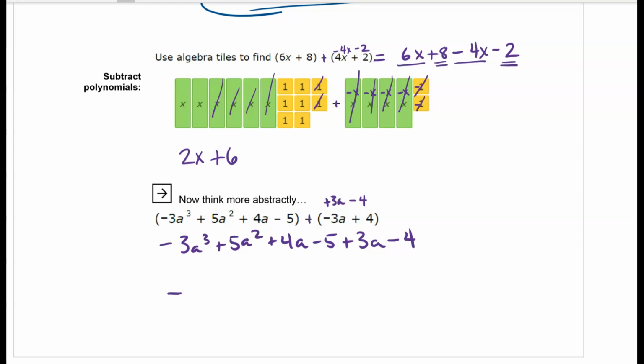I see that I only have this one term of negative 3a cubed. There are no other a cubes in the list. If I look for a squares, I only have the 5a squared term. Now when I look for a terms, I have 4 a's right here and another 3 a's right there, so altogether that's 7a. And then for numbers, a negative 5 and a negative 4, which gives me negative 9 altogether.